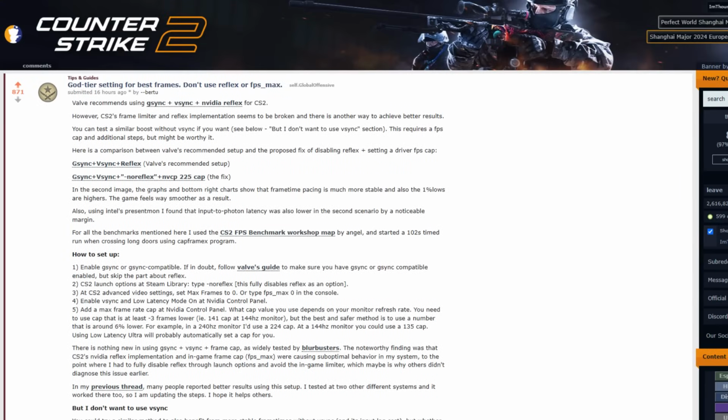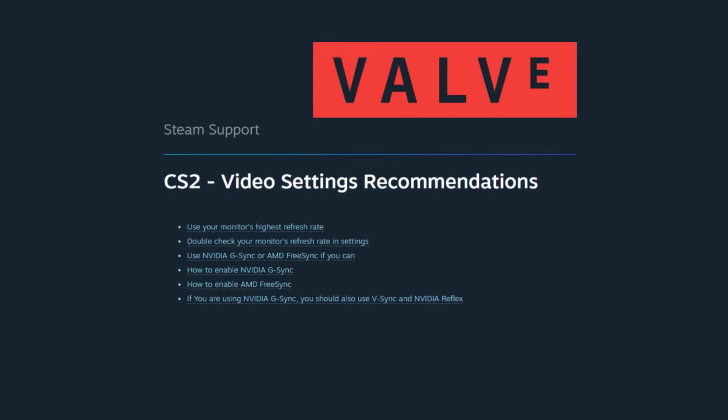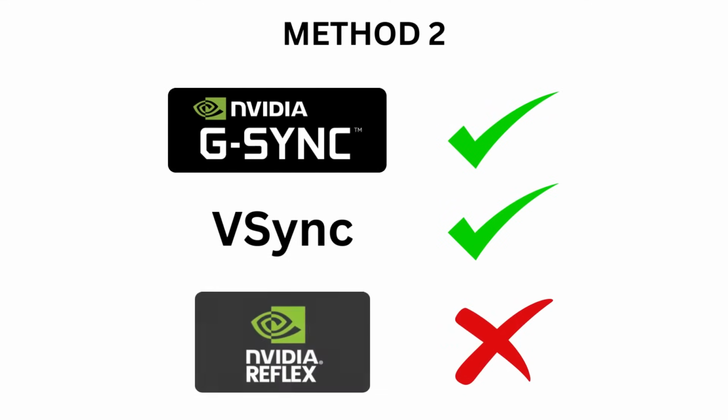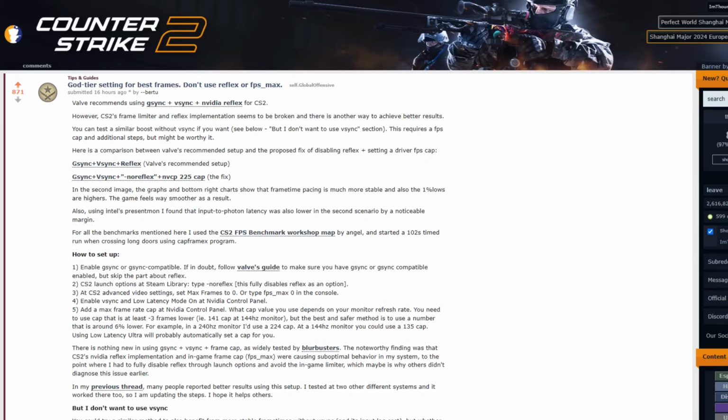I just came across a post on the subreddit by the user Bertu and discovered the best way to use G-Sync in CS2. Not gonna lie, the difference is huge. I compared two methods here. First method is G-Sync, V-Sync and Reflex enabled, which is Valve's recommended method. Second method is G-Sync, V-Sync enabled and no reflex in launch options. This method is the one shared by Bertu.